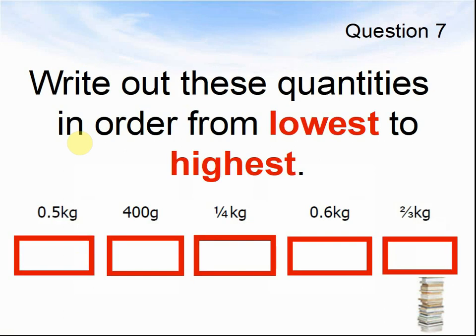Question 7. Write out these quantities in order from the lowest to highest. 0.5 kilograms, 400 grams, 1/4 of a kilogram, 0.6 kilograms, 2/3 of a kilogram. Pause the video until you are ready to see the next question. Here comes the next question.